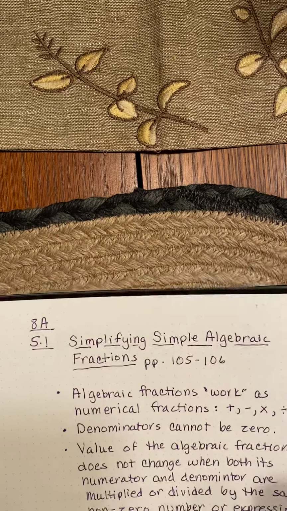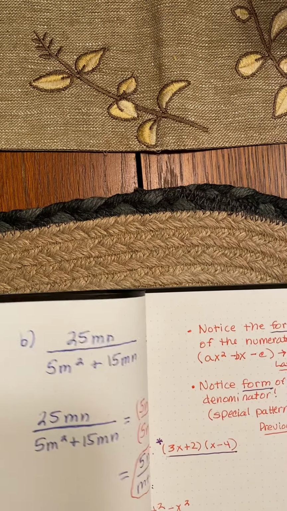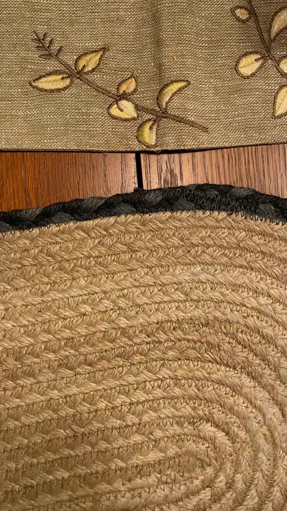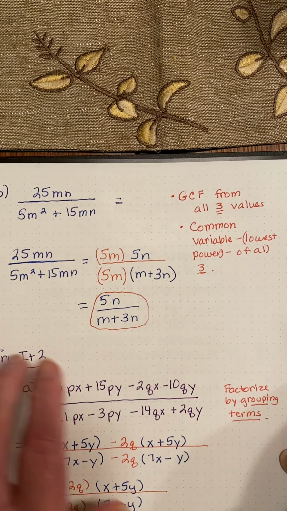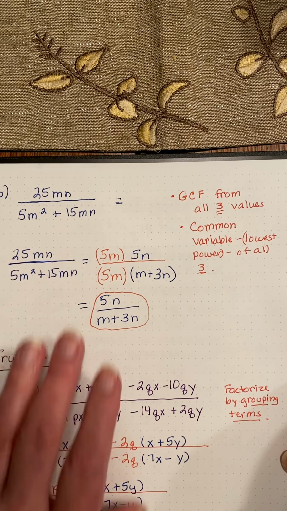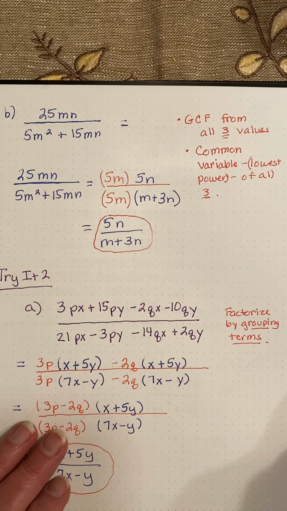Continuing on to example number 2. This gets a little more complicated, requires sometimes a little bit more. Oops, not example number 2 yet. We're going to do letter B. Forgot about letter B. So sorry. Anyway, going back to try it 1, letter B.